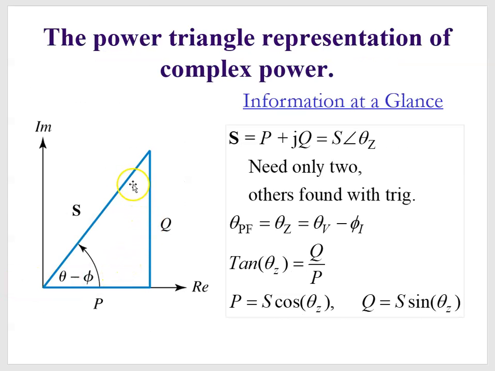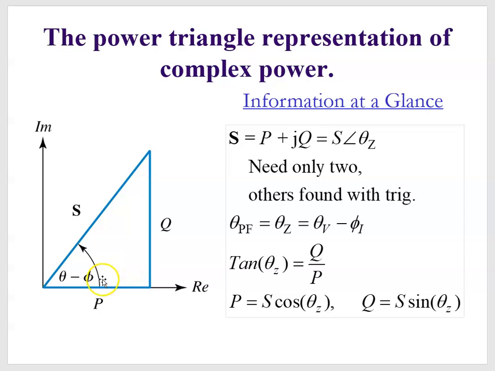We can refer to our power triangle to help us work with complex power. We can get information at a glance from this power triangle. If we have two, for example the apparent power and the average power, then we can come up with our entire complex power. So we just need two, and we can find all the others with our trig. Noting again that our power factor angle is the same as our net impedance angle from the perspective of the load, and it's the voltage phase angle minus the current phase angle.